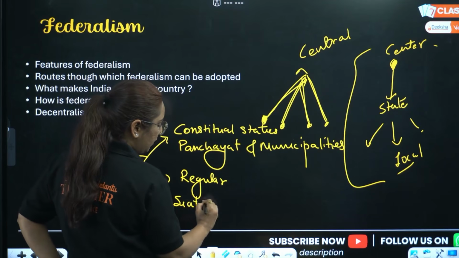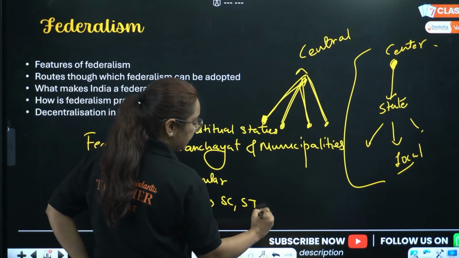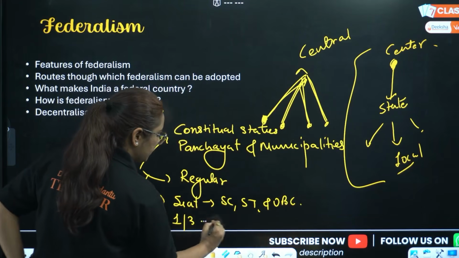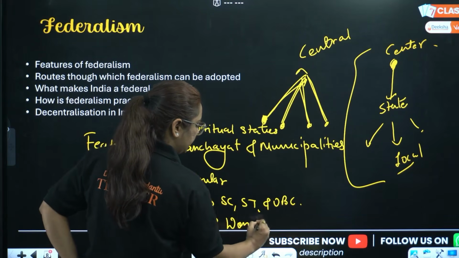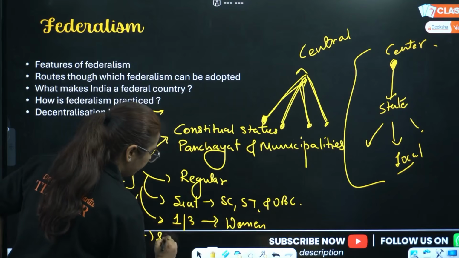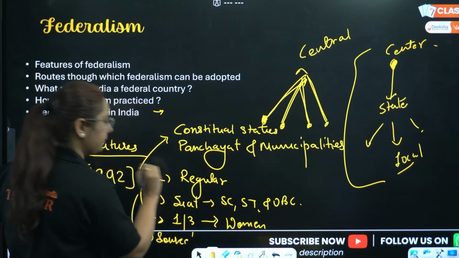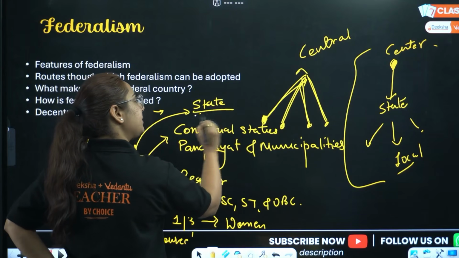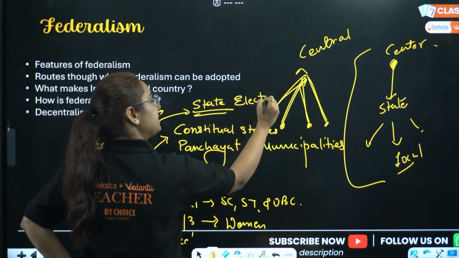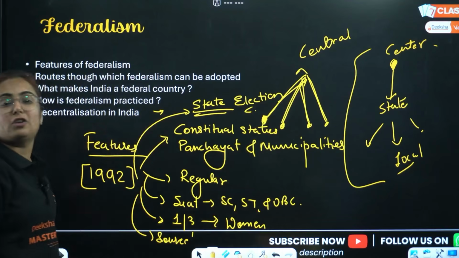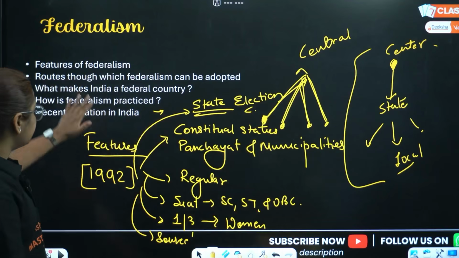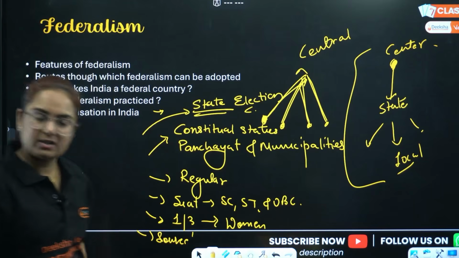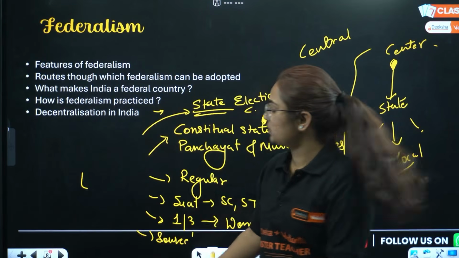Seats will be reserved for SC, ST and OBC. One-third of seats will be reserved for women. The source of revenue is given in the constitution for them. Along with that, there will be a separate state body, known as the State Election Commission, for the election of panchayats and municipalities. And this is all about the chapter on federalism. Get it? Very good. Let's move to the next one.